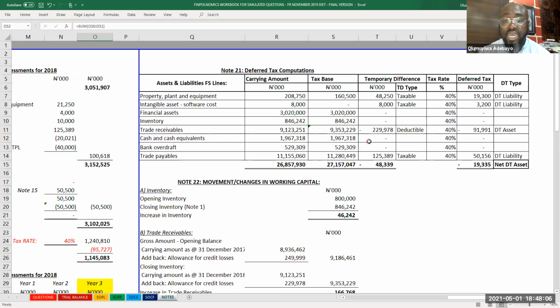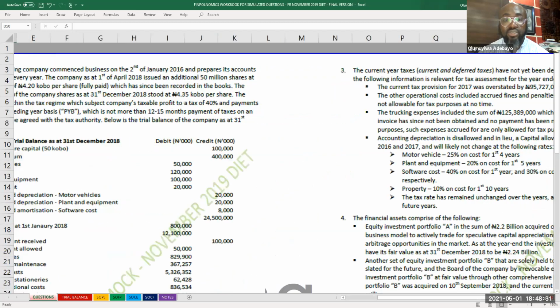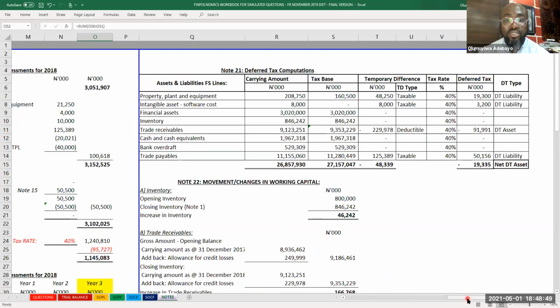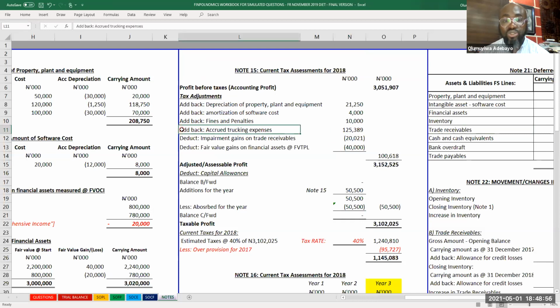Now, cash and cash equivalent, we have no temporary difference because cash is recognized based on what it is as cash, whether for tax purposes or for accounting purposes. Bank overdraft has no implication since there's no information about it, but trade payable has implication. What was the implication? If you remember, in our accrued expenses here, trucking expenses, we dealt with it: the law says that for tax purposes, expenses accrued for will only be allowed when they have been paid. And since it's still in accrual, it means it has not been paid. Therefore, that is why, if you come back to the note, we disallow it as an expense. Disallowing it as an expense here implies that, for the purpose of deferred tax, it is going to create a temporary difference.